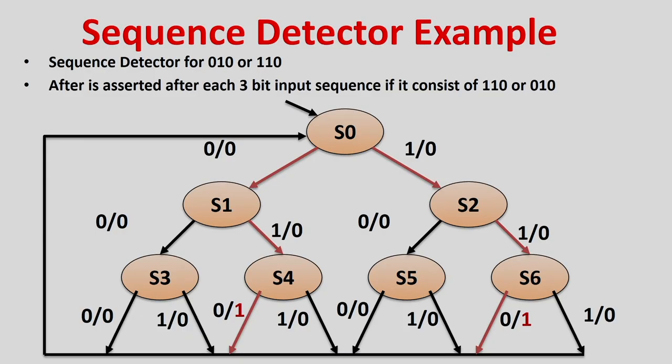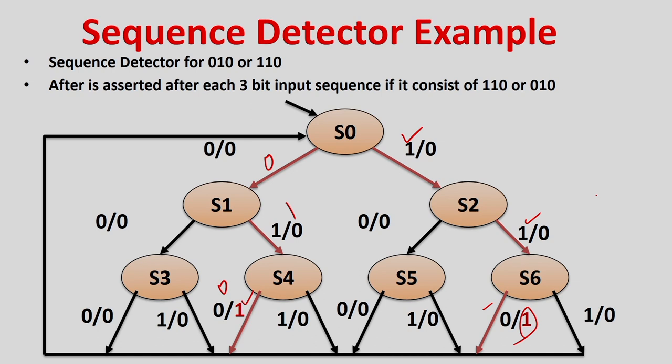What is a sequence detector? Inputs are coming in sequence, and suppose we take 3 bits. If the 3 bits correspond to 0, 1, 0, then it outputs a 1, or if it is 1, 1, 0, then it outputs a 1. So for 0, 1, 0 or 1, 1, 0, it outputs a 1. This is the sequence detector example.